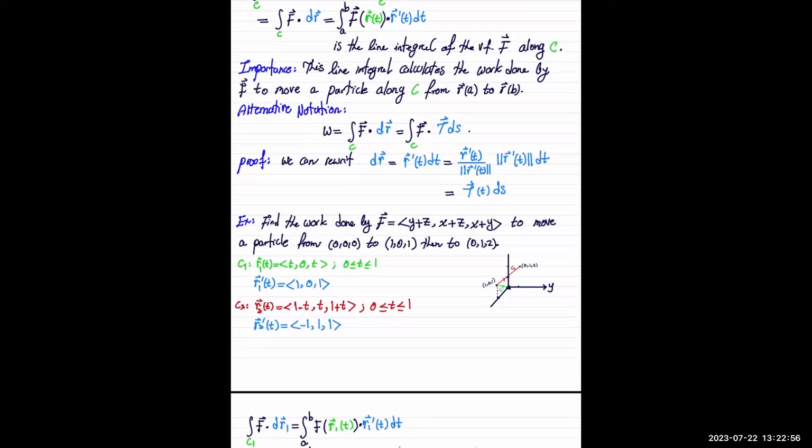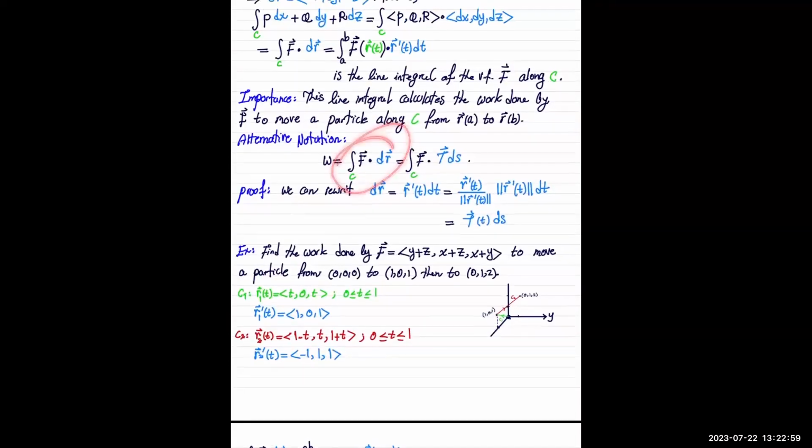Yeah, so just imagine, again, this goes back to chapter, I believe, 12, that if you look at work, it is force dotted with displacement. And this dr is the displacement along the curve from one point to another point on the curve. I've done the proof here, you can look at it.